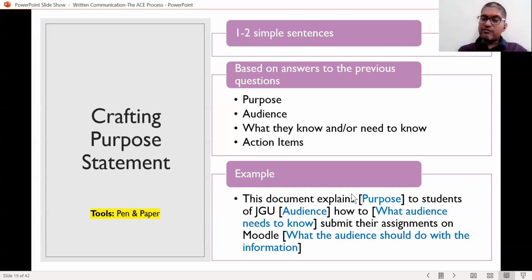So this document explains, that's the purpose. It is explaining to whom? To students of JGU, who are the audience. And what do they need to know? How to submit their assignments on Moodle. So the audience needs to know the process of submitting an assignment on Moodle, and after reading this document, they should be able to submit their assignment on Moodle without any glitches. That's what the document tries to explain. And this is an example of a purpose statement.